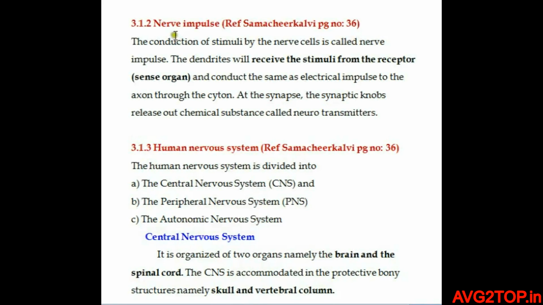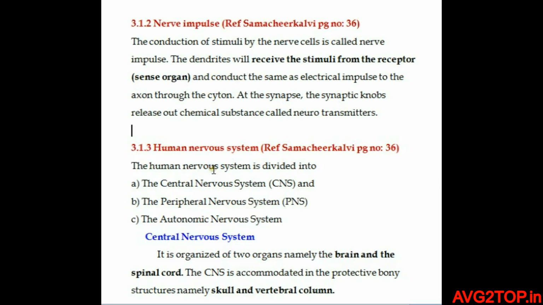Next topic is nerve impulse. What is nerve impulse? The dendrites will receive the stimuli from the receptor. Stimuli means information from the receptor, that is sense organs: eye, ears, nose. These are sense organs, and they conduct the same as an electrical impulse to the axon through the cyton. At the synapse, the synaptic knob releases a chemical substance called neurotransmitters.